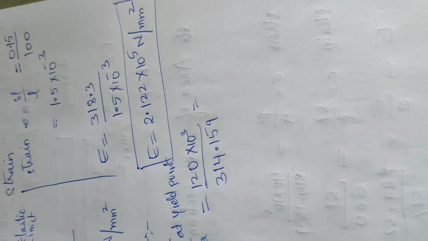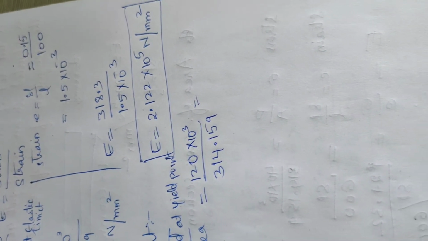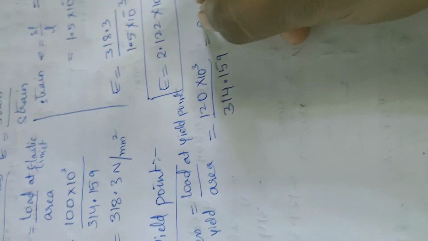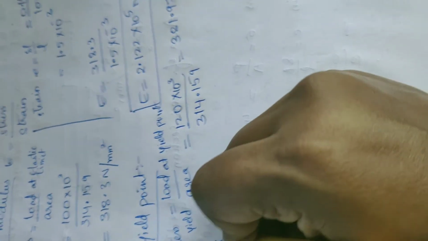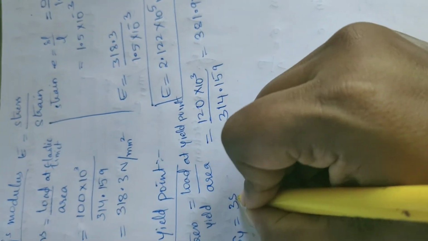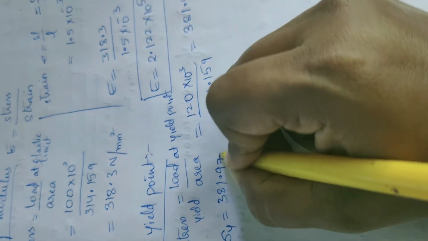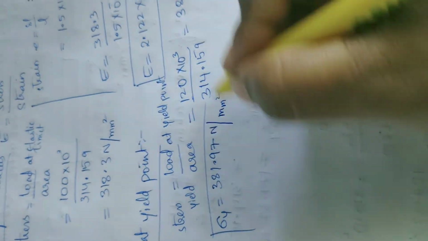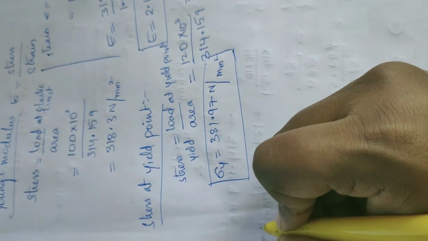So this value I will get: 120 into 10 to the power of 3 by 314.159. I'll get 381.97 Newton per mm square. So stress at yield point is equal to 381.97 Newton per mm square. So this is my stress at yield point.